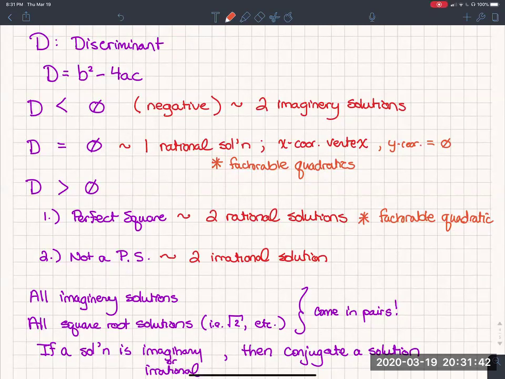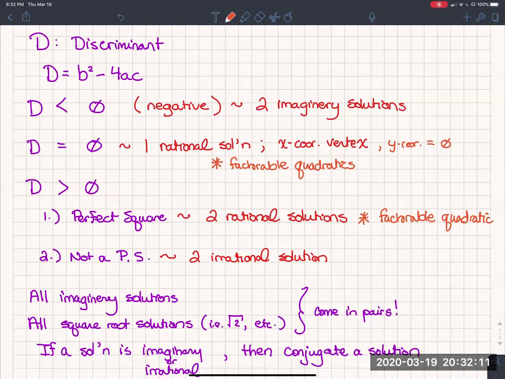Now, the discriminant is a number, so it can be less than 0, or negative, it can be equal to 0, or it can be greater than 0. If the discriminant is less than 0, that means it's negative. That means you should expect two imaginary solutions. That doesn't mean what you calculate for the discriminant is those solutions. It says that if the discriminant is negative, you will end up with two imaginary solutions.